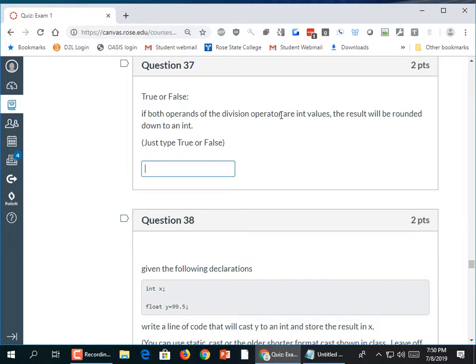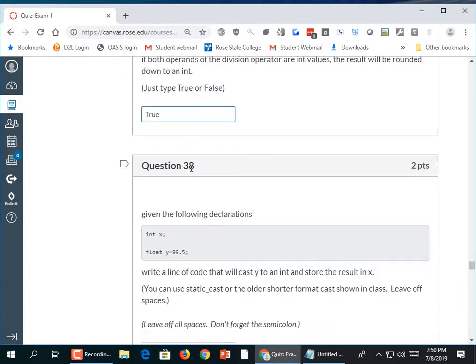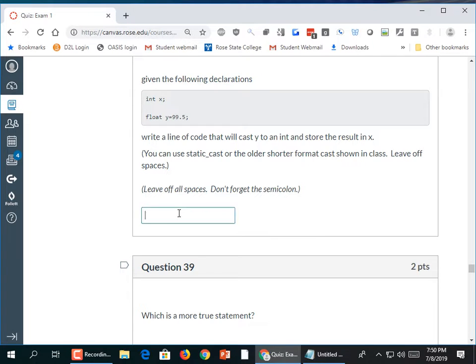Is this true? If you have two integers and you divide one by the other, is the result rounded down to an int? Yeah, that's true. Write some code that will cast an int and store the result in X. And one person accidentally made it a double even though it asked for an int. So he didn't get credit for that.